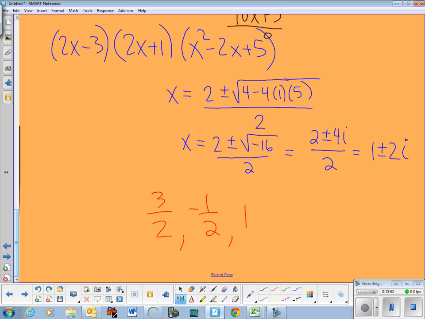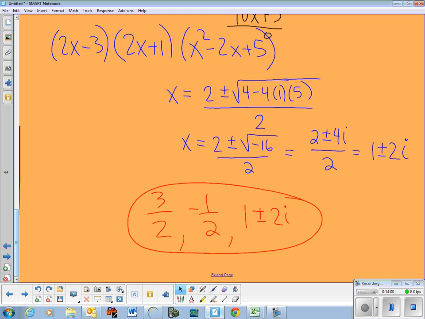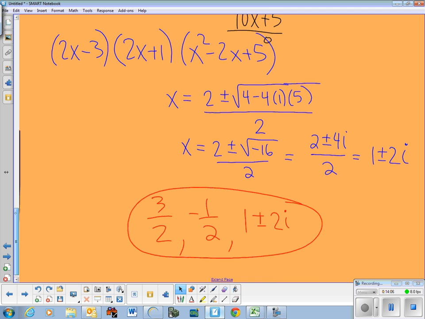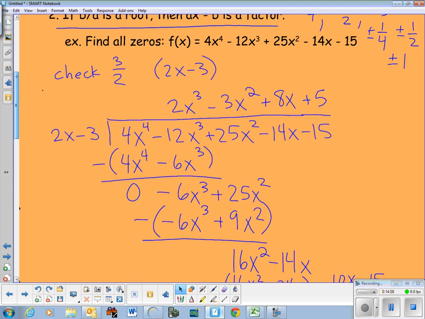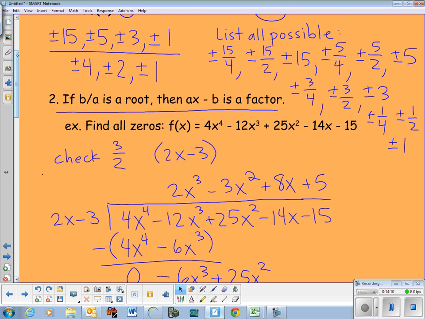My other 2 are 1 plus or minus 2i. Which again, notice that imaginary or complex answers, they always come in conjugate pairs. You're not going to have 1 plus 2i without 1 minus 2i. All right, so just remember the most common thing. Do not see a 0 at 3/2 and say x minus 3/2. Convert that to 2x minus 3. And that's going to do it for this one.